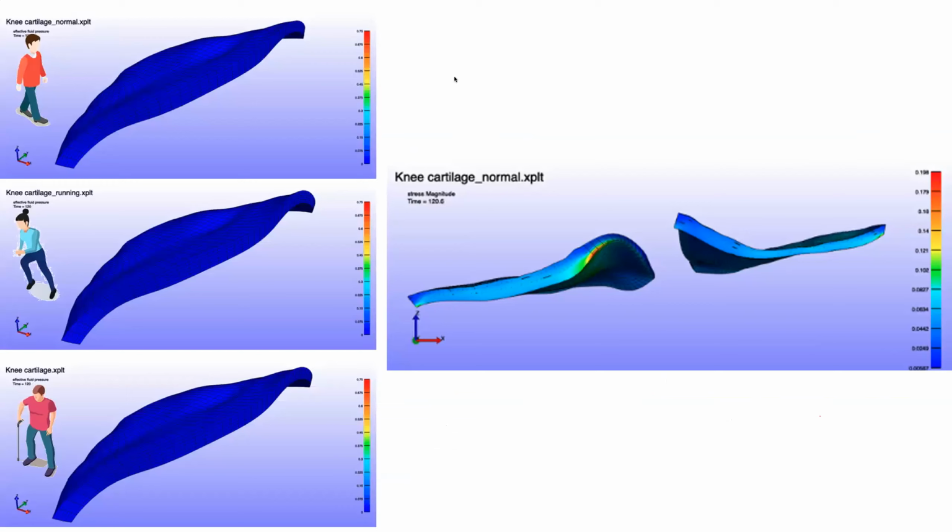And the results, yes, they're animated. The results regarding normal gait, running, and limping can be seen here. These are pretty much the effective fluid pressures inside the cartilages. And we can see that regarding the effective fluid pressure, at least for the normal gait and the limping, the results are pretty much the same, while for running, the stresses are way, way higher.